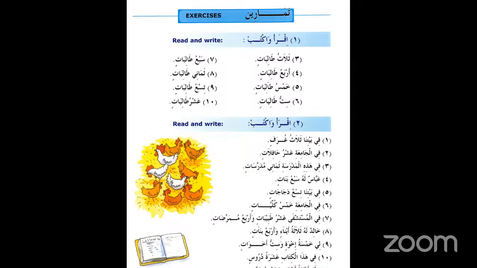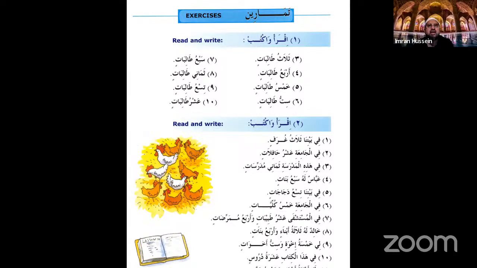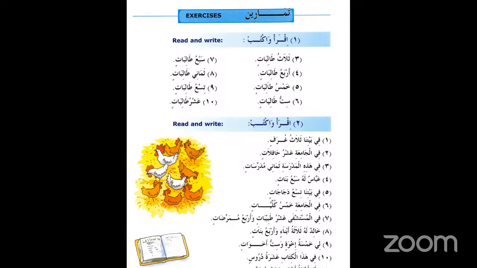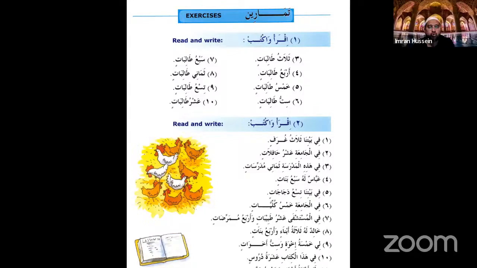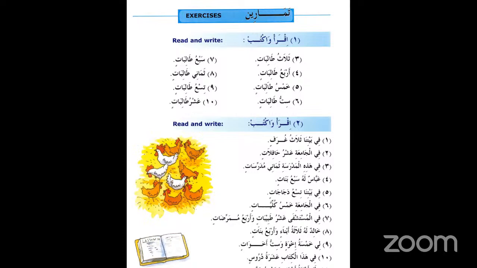Bismillahirrahmanirrahim. Thalathu talibatin, 3 female students. Arba'u talibatin, 4 female students. Khamsu talibatin, 5 female students. Sittu talibatin, 6 students. Sab'u talibatin, 7 students. Thamani talibatin, 8 students, not Thamania. Tis'u talibatin, 9 students. Ashru talibatin, 10 students.